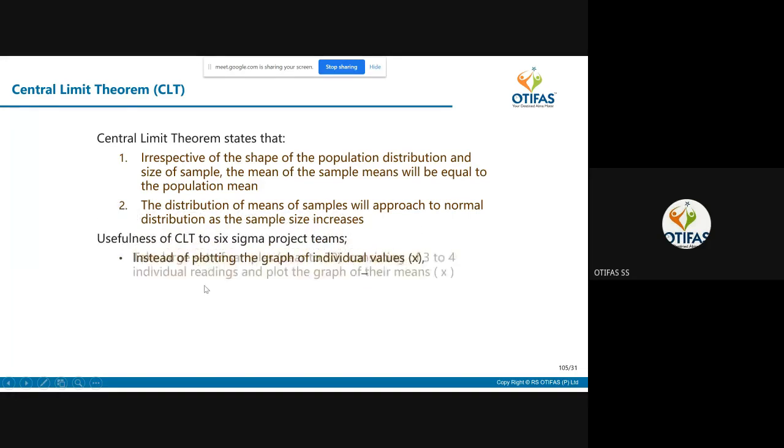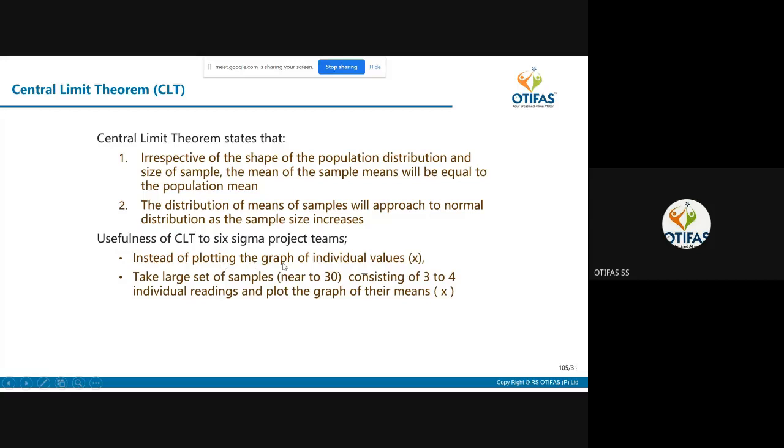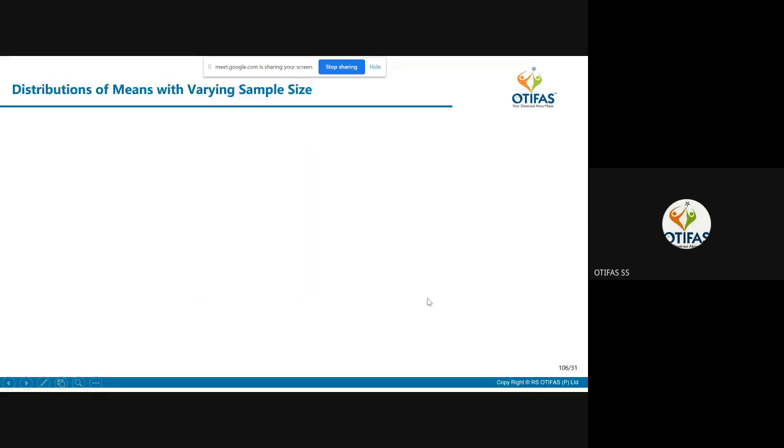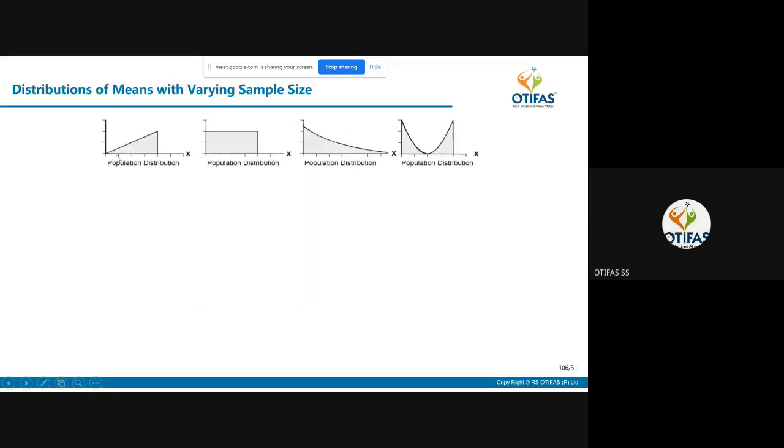This is called the central limit theorem. So instead of plotting an individual graph, you take samples consisting of three to four individual readings and plot the graph of their means. Then you get this distribution. For example, if the population distribution is like this, and you take a sample of n equal to 2 and make a large number of samples and plot them, you get something like this.